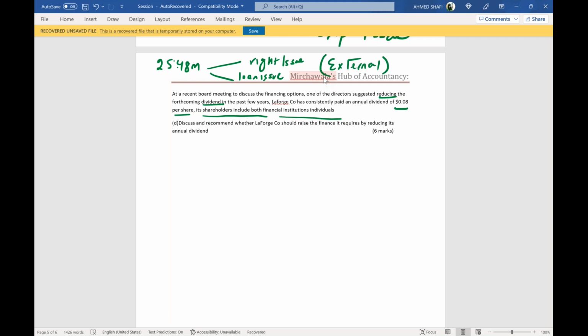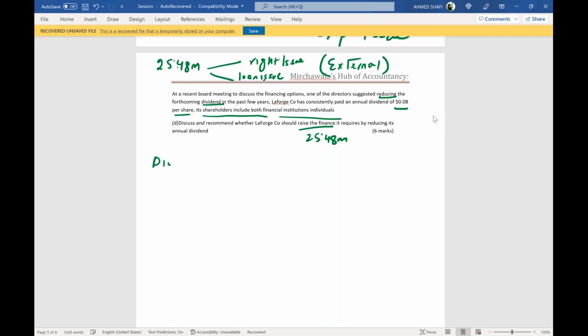Discuss and recommend whether Laforge should raise the finance. How much finance does it need? Discuss and recommend whether Laforge should raise the finance it requires by reducing annual dividend. Laforge needs 25.48 million, and one of the directors is saying don't go for a rights issue or loan issue, reduce dividend. So discuss and recommend whether Laforge should raise the finance it requires by reducing it.